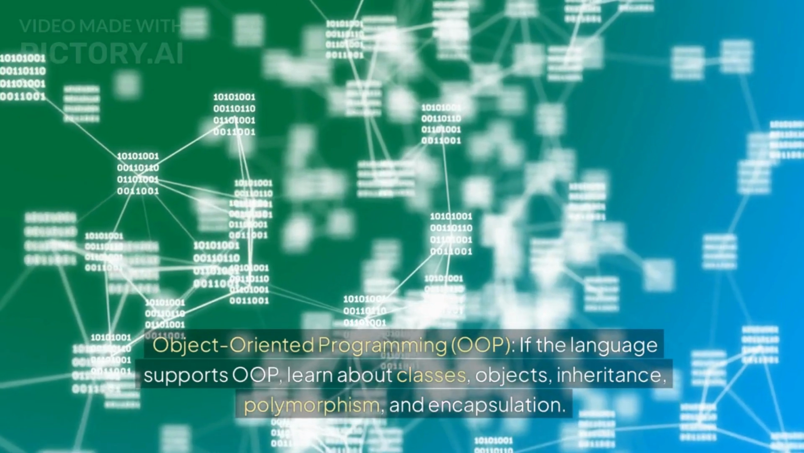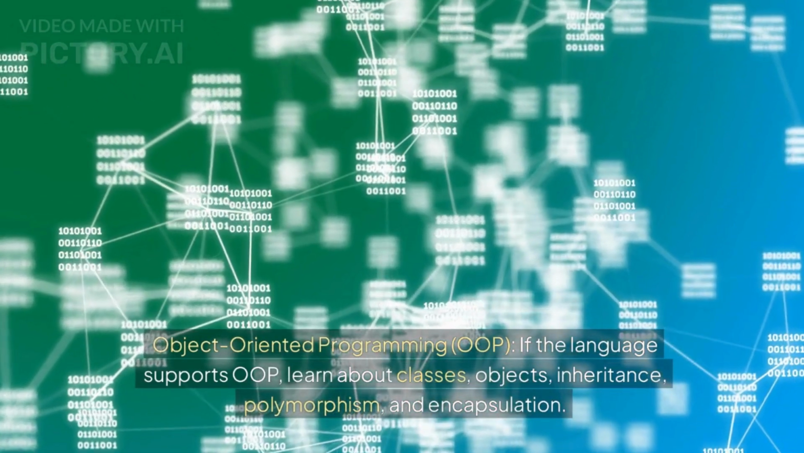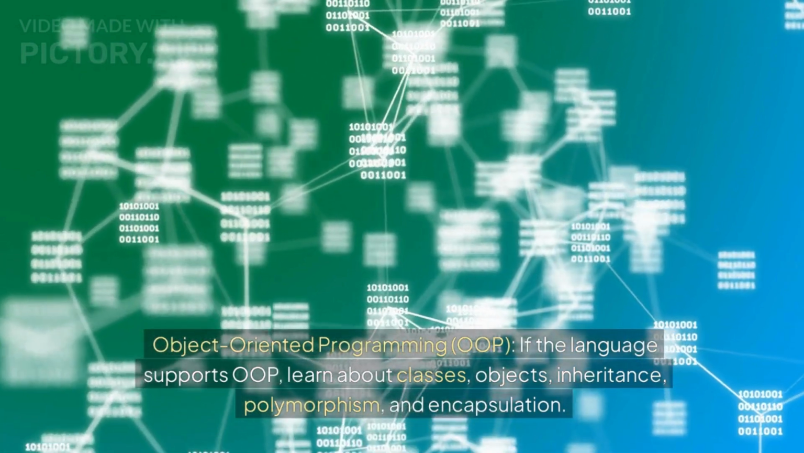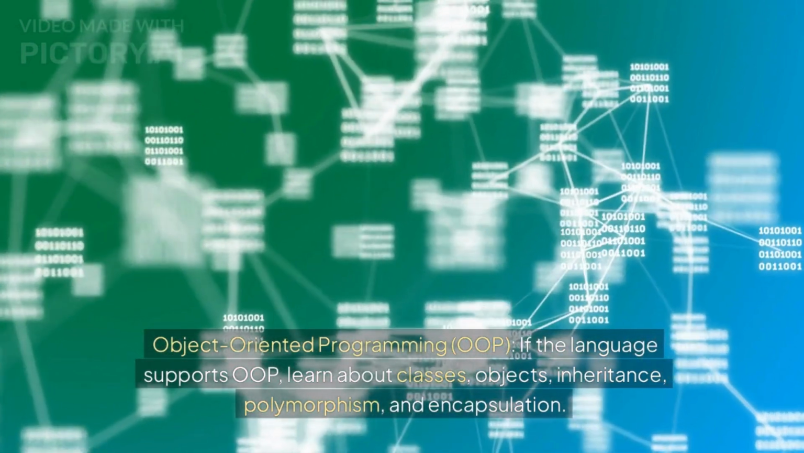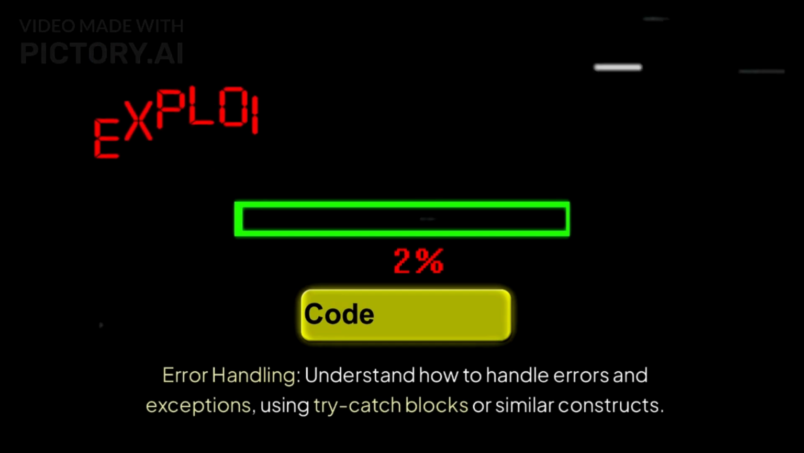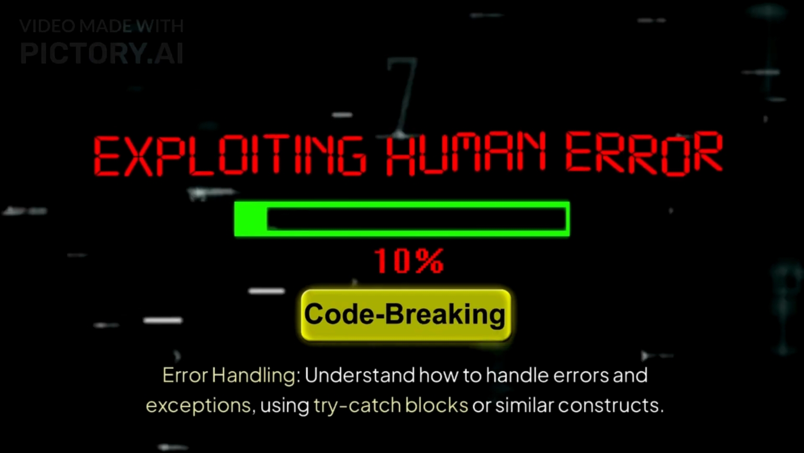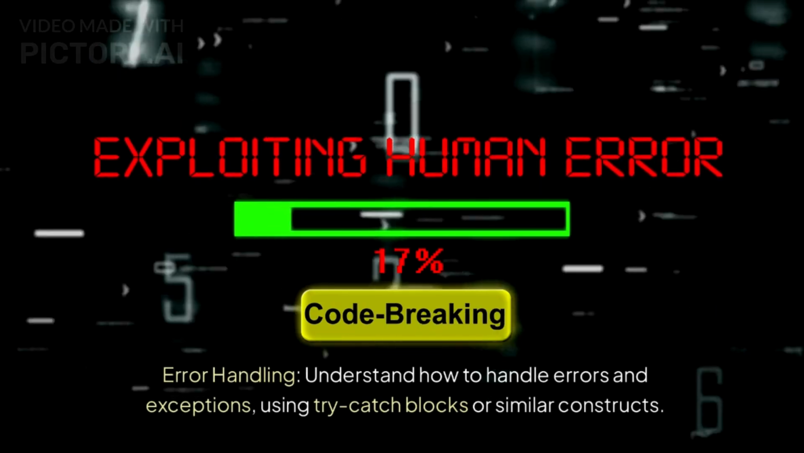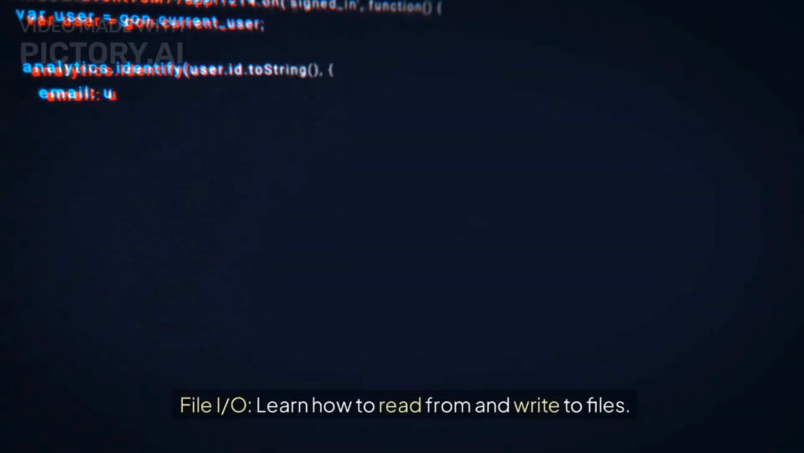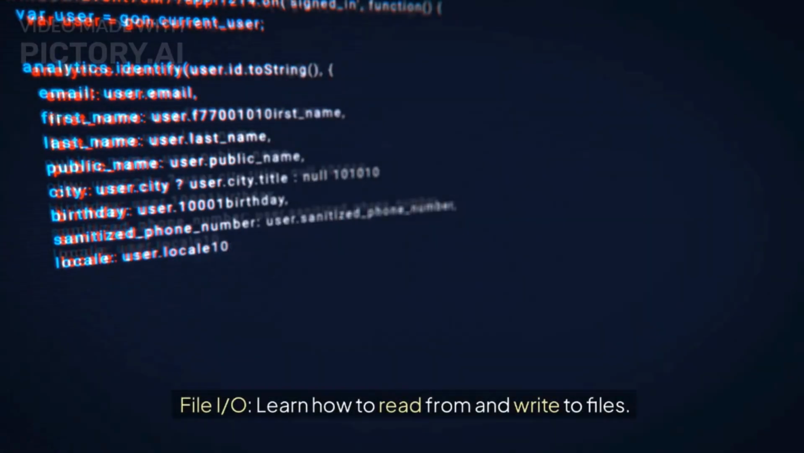Functions, methods. Study how to define and call functions or methods, understand parameters, return values, and scope. 4. Dive deeper into language features like object-oriented programming, OOP. If the language supports OOP, learn about classes, objects, inheritance, polymorphism, and encapsulation. Error handling. Understand how to handle errors and exceptions using try-catch blocks or similar constructs. File I/O. Learn how to read from and write to files.